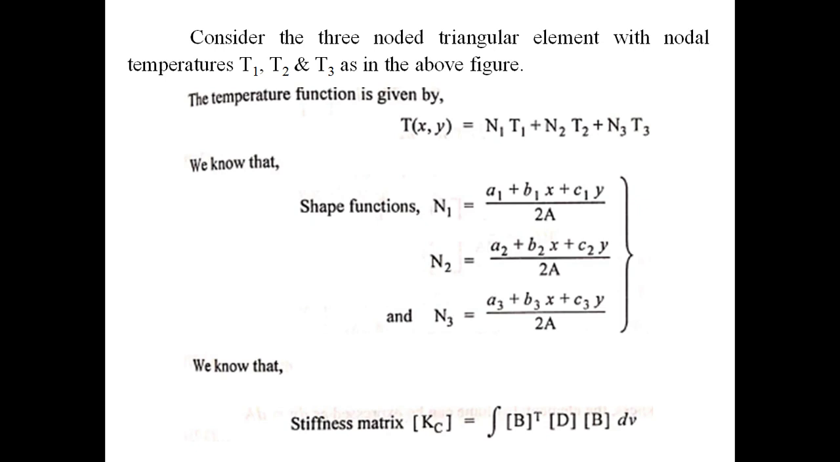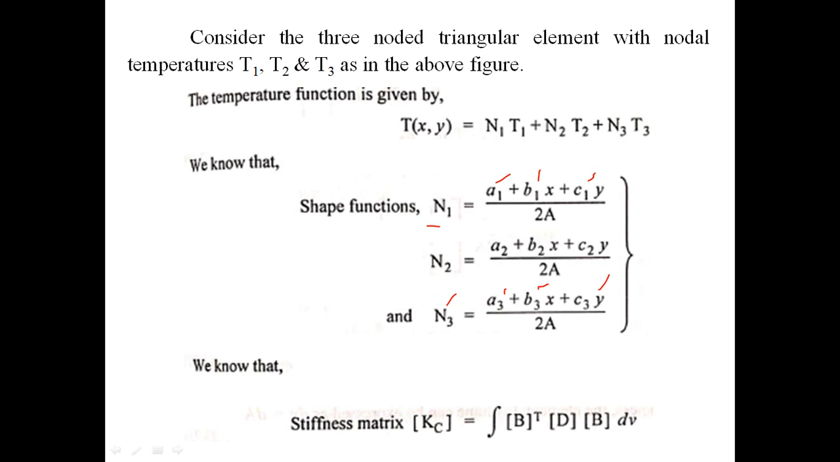We already know the shape functions of the triangular element: N1 is equal to (a1 + b1x + c1y) divided by 2A, and N3 is equal to (a3 + b3x + c3y) divided by 2A. We know the stiffness matrix Kc, that is the stiffness matrix for heat conduction, Kc is equal to the integral of B transpose D B dV.